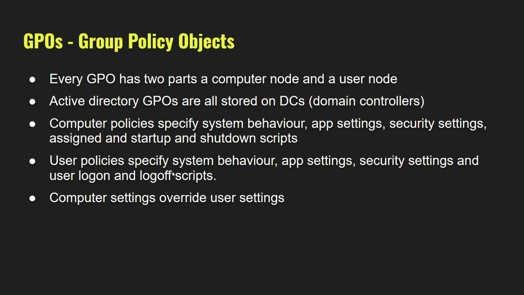Then user policy specifies system behavior, app settings, security settings, and user logon and logoff scripts. So basically, when a machine is shut down and started up, the computer policies will specify certain scripts that are run for that, and then the user policies will specify what logon and logoff scripts are run, among other things, as it says there. So app settings and security settings: what apps can be run on a certain computer, what apps can be run on a certain user account, things like that. That's what GPOs are used for.